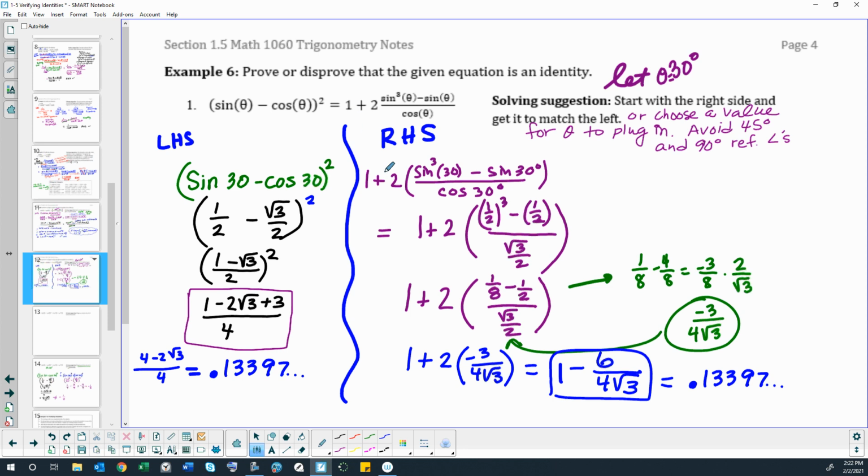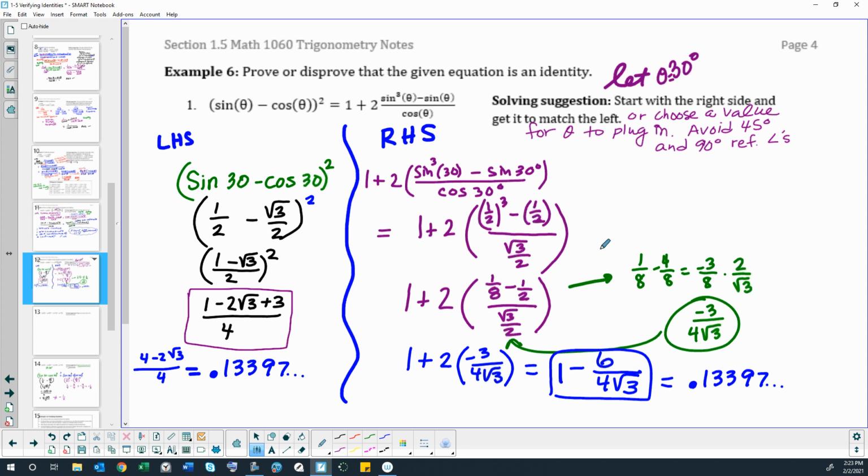Alright, so over here on the right-hand side we have 1 plus 2 times the sine of 30 cubed minus the sine of 30, all over the cosine of 30. So sine of 30 is 1/2, so we'll cube that. Sine of 30 is 1/2 again, subtract that. Cosine of 30 is square root of 3 over 2. Let's simplify this thing so we can see that work here.